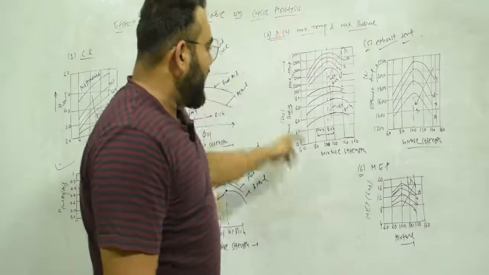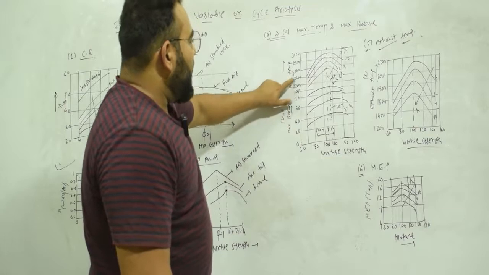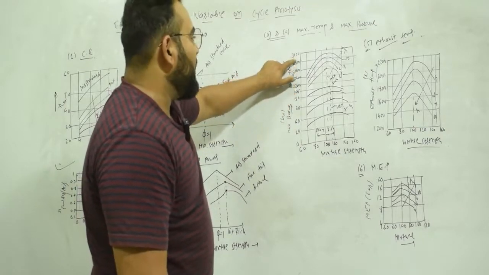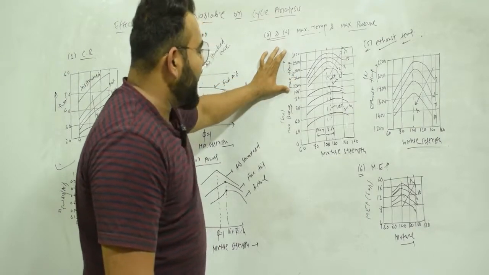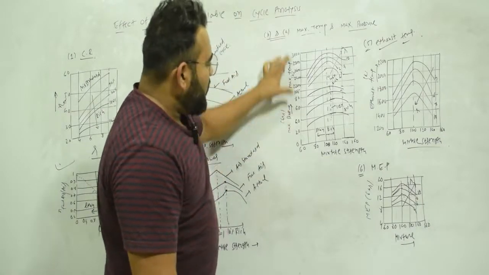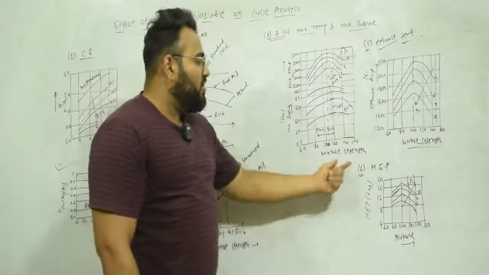So this is just one graph. Here you can see the maximum temperature, which is 2200, 2400, 2600, 2800 and 3000. That means from 2200 to 3000, this is the temperature in Kelvin, and this is the pressure from 0 to 100, which is in bar. This is the time, and here the mixture strength. It is the same over here. So this is mixture strength.